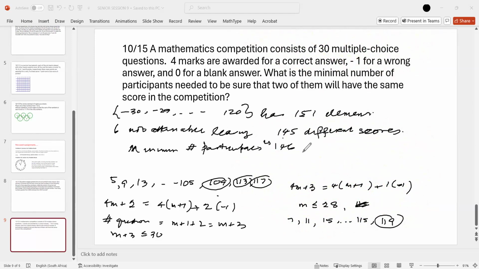Okay, so that's a kind of tricky problem, and that's the very last one that we have, guys.